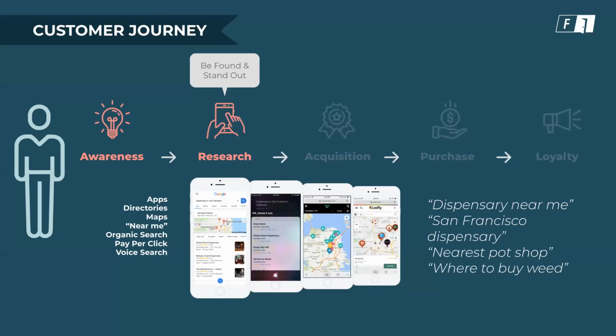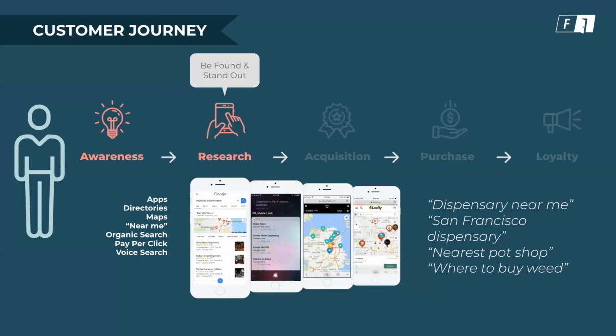So when customers are looking for, after they're aware of your business, a cannabis store, they're going to go on Google. Google owns 93% of all search traffic in the United States. Consider that a monopoly. They own everything. So you need a presence there.